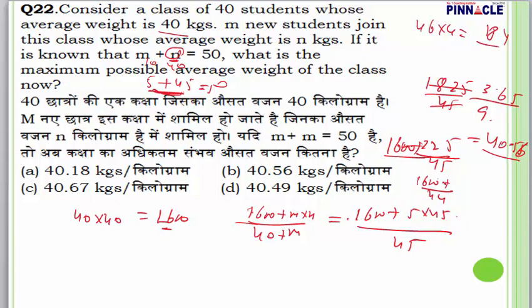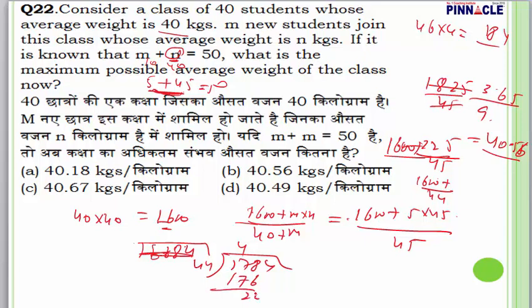So 1784 divided by 44 will make 40.55. That is not the highest. The highest is on this side.